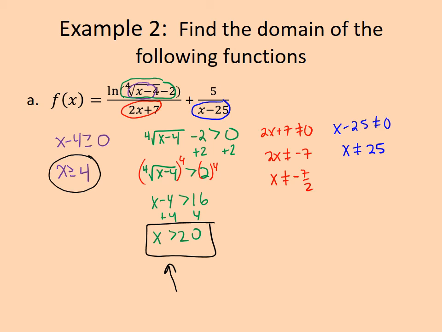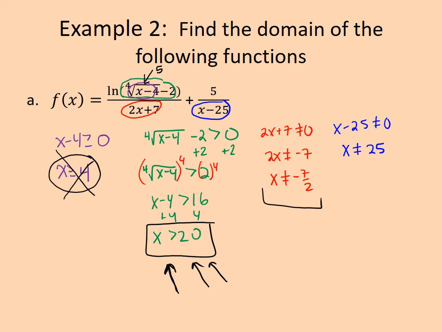Now, if you think you might have made a mistake, let's look at a number. Plug in 5. 5 minus 4 would be 1. The fourth root of 1 is 1. 1 minus 2 is negative 1. We can't take the log of a negative number. So we need to go more restricted. The minute we get to 20, we get 20 minus 4 is 16. The fourth root of 16 is 2. 2 minus 2 is 0. Okay, that's where it starts to be 0, but we want all numbers greater than 20. So we need to start with x is greater than 20.